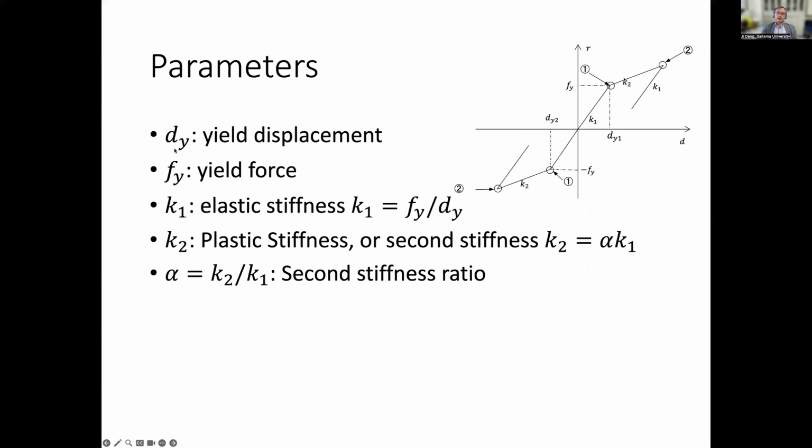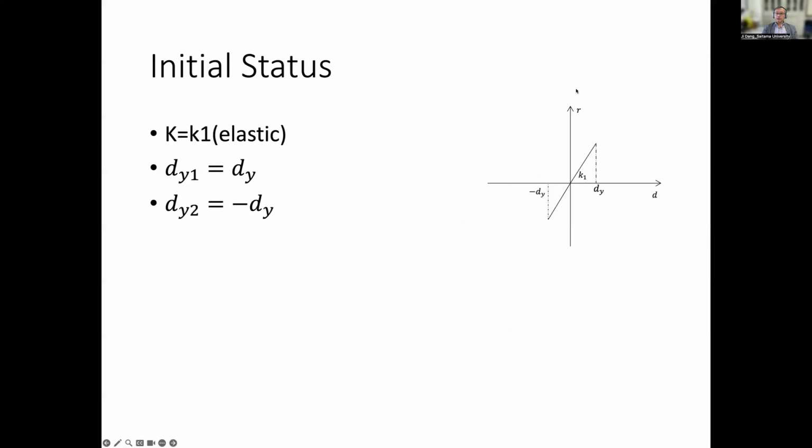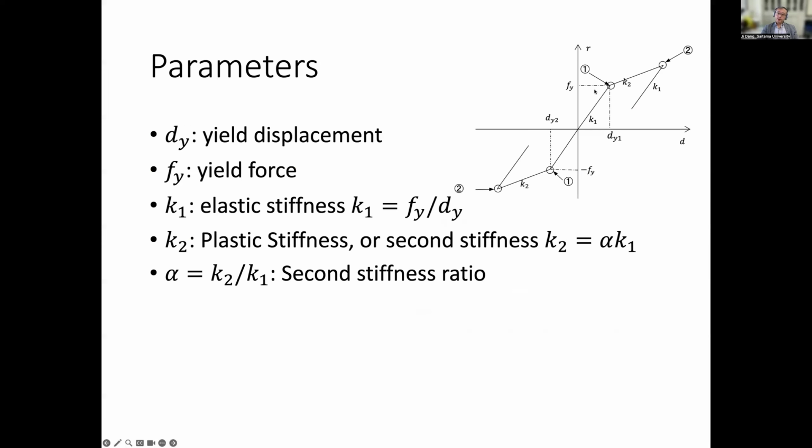So let's see the parameters. The dy is yield displacement. Because the loading is in two directions, positive and negative, we have two yield displacements here. First is one time of dy. The dy2, the negative direction, is minus dy, of course. Same with yielding force, it also has two directions. The first direction is Fi, the negative direction is minus Fi.